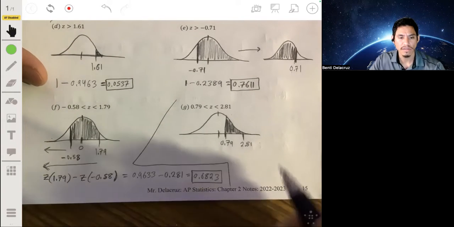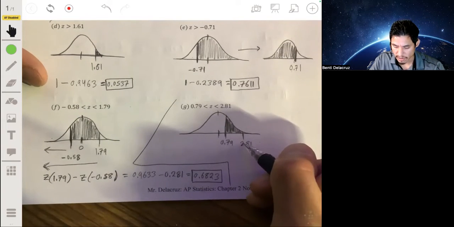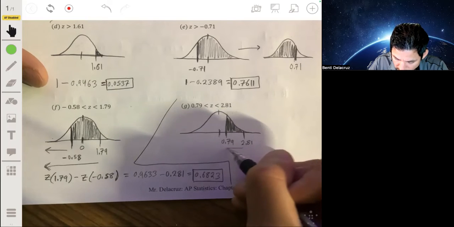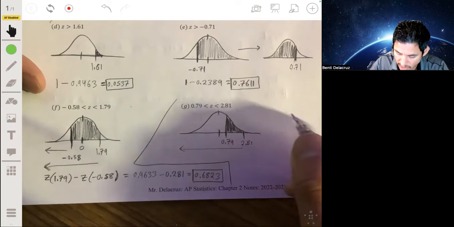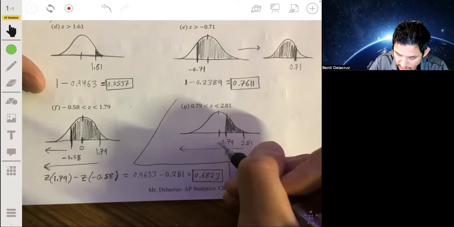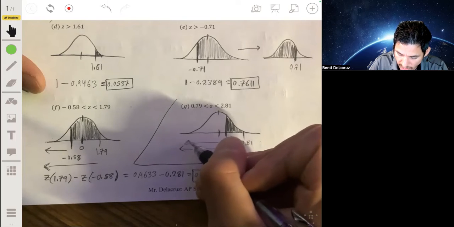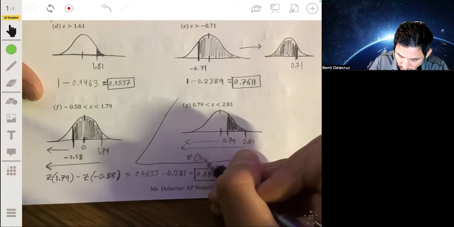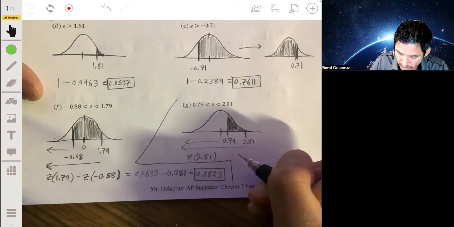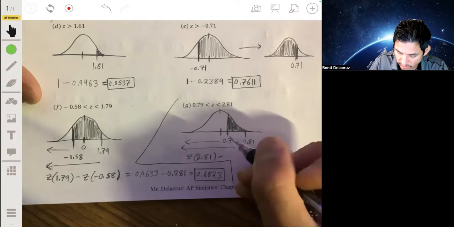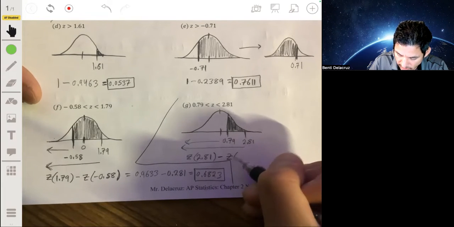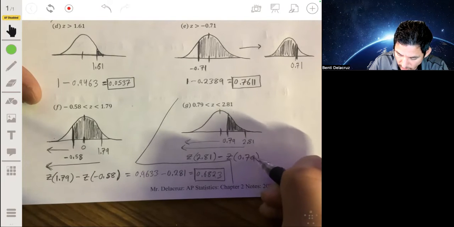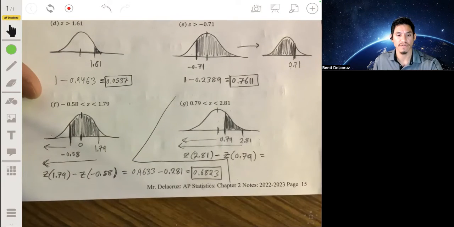And again, we can take the area to the left of 2.81, which is all the way to that, and from it, subtract the area to the left of 0.79. So again, I like to call this: take the z of 2.81, the area to the left of 2.81, and from it, subtract z of 0.79, or the area to the left of 0.79.